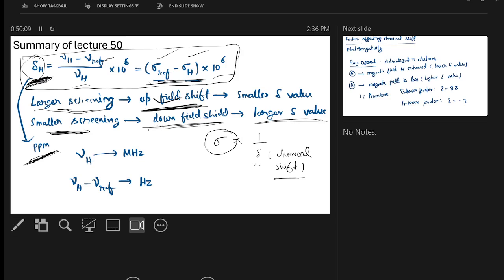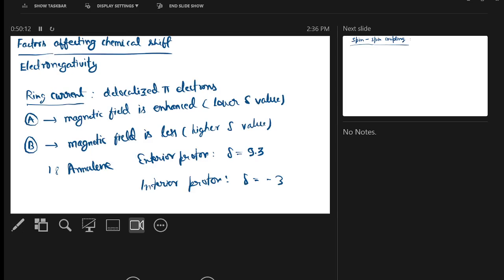Okay. Now coming to the factors affecting chemical shift. First is electronegativity. You will see four molecules, but we will see two only: CH3F and CH3I. The electronegativity of fluorine is much greater, around 4, while for iodine it is around 2. So the electronegativity of fluorine is higher than iodine, so it will pull more electron than the other one. So the proton here is more deshielded. Why? Because the electron cloud has been pulled towards fluorine.